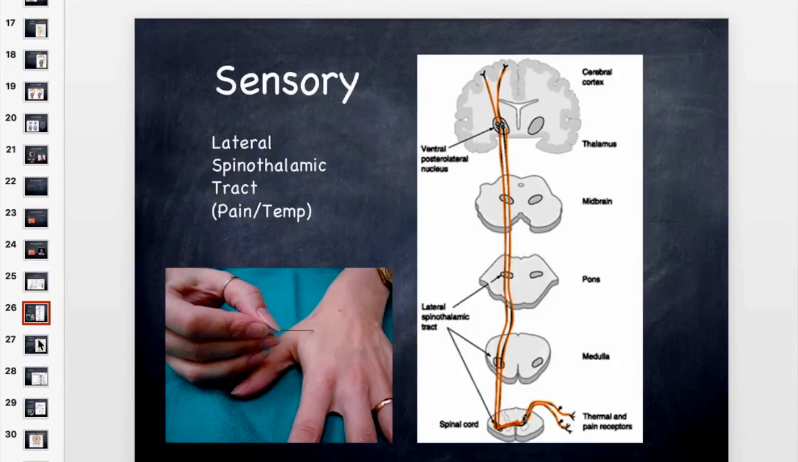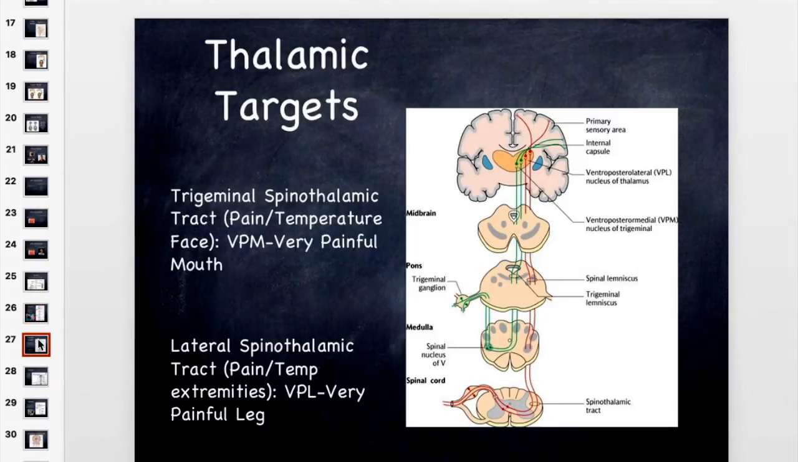All right. Moving on. Very different tract though for the afferent information from vibration. This just shows exactly what I was telling you before, which is that this is the trigeminal pain circuit, the spinal nucleus of 5, which ends up at the VPM, and the lateral spinothalamic tract ends up at the VPL.